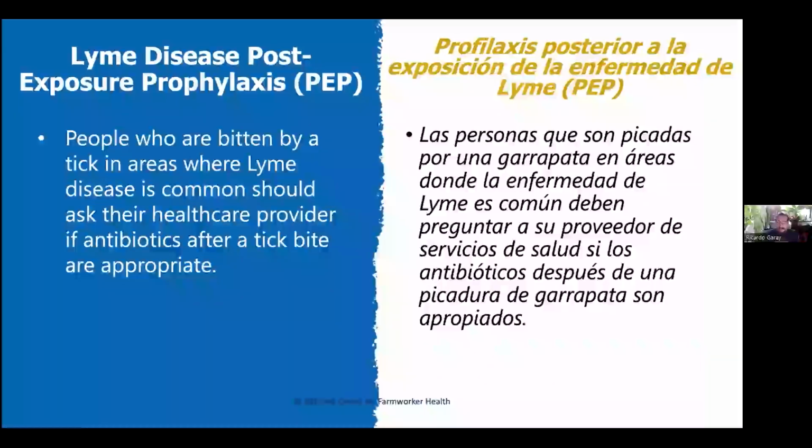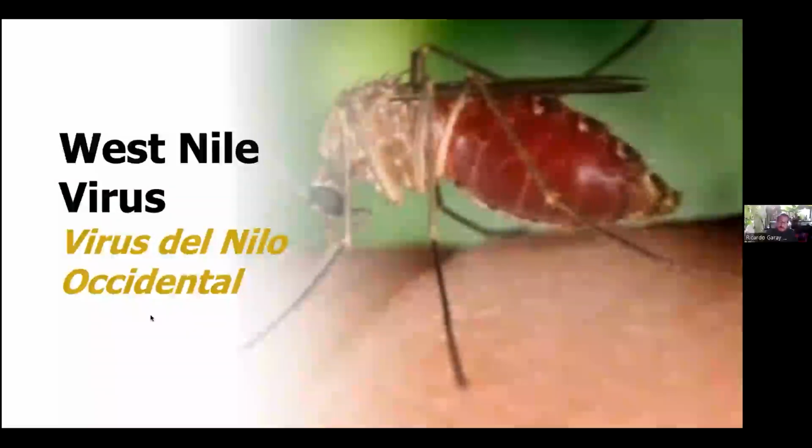Another thing that is important with this preventive treatment for Lyme disease is that people who are bitten by a tick in areas where Lyme disease is common should ask their healthcare provider if antibiotics after a tick bite are appropriate. So always go by our clinic, our practitioner. We have to keep in mind the kind of community and the amount of disease in the general area, and always ask a healthcare provider if they advise antibiotics as a treatment.